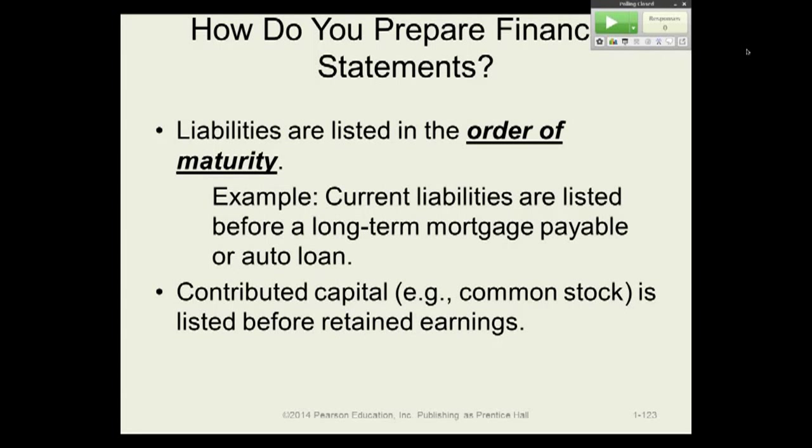Liabilities we list in the order of maturity. So the current liabilities go first. So something like accounts payable will come before a mortgage. Whatever you have to pay faster comes first. So if you have a credit card bill, that's current. If you have an auto loan, that's not current. So the current liability will always come first.